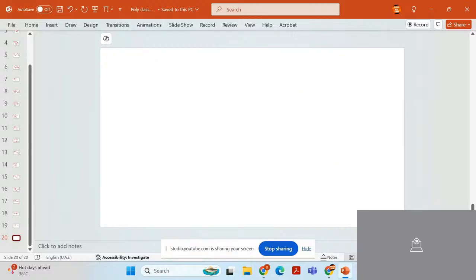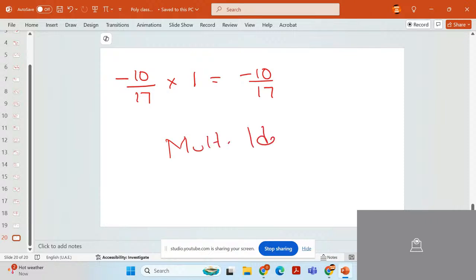So next, minus 10 by 17 multiplied by 1 is equal to minus 10 by 17. When we multiply, we get the same number. So what is this property called as? Very good. Here multiplication is done. So therefore it is multiplicative identity.